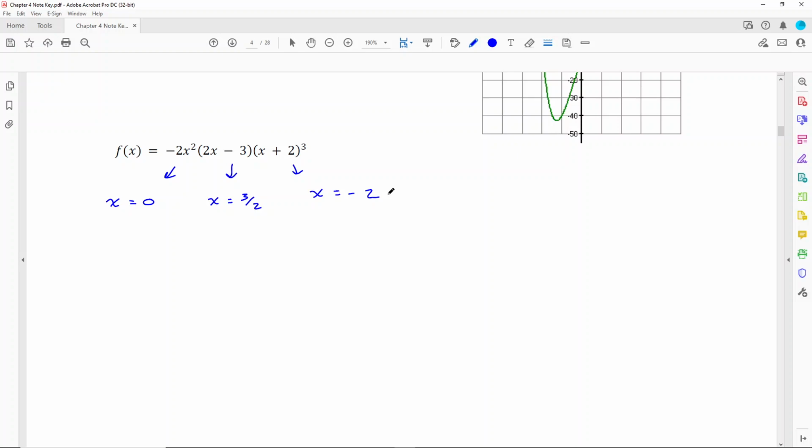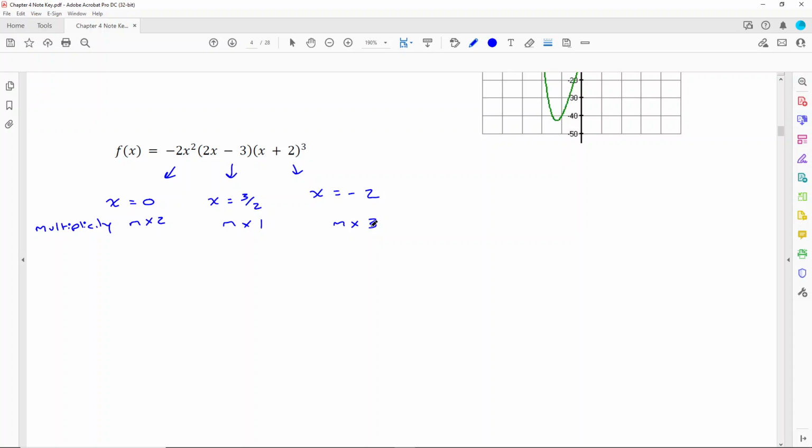Now the layer we're going to add is the multiplicity. The multiplicity, I often shorten to just m. So this one has a multiplicity of 2, right? This one has a multiplicity of 1, and this 0 has a multiplicity of 3. From the textbook perspective, 4.1, that's all you need to know.